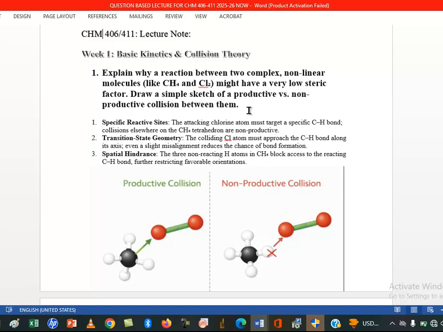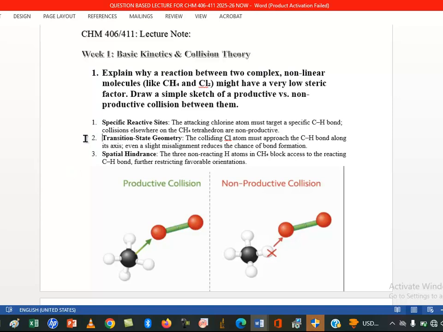One, the specific reactive site. So now looking at chlorine gas and methane, the attacking chlorine atom must target a specific CH bond. Collisions elsewhere on the CH4 tetrahedron are non-productive. So it is between the carbon, right? There's a particular carbon hydrogen bond that must combine with the chlorine atom.